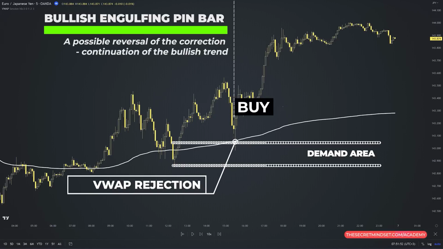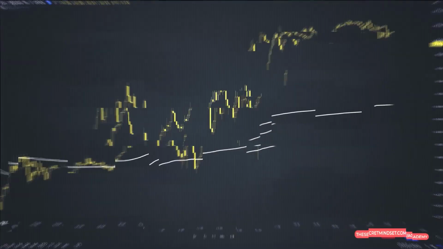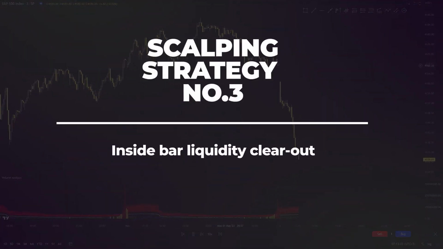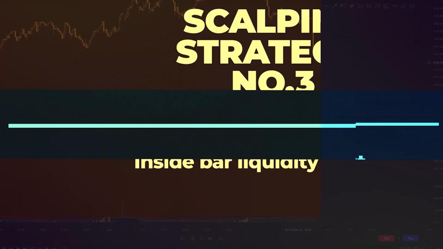Entry at the close of the trigger candle, with a stop loss below the low of the candle. Aim for a risk-to-reward ratio of minimum 2, and try to take partial profits at the next supply areas to minimize your risk. Another price action scalping setup involves the inside bar liquidity clearout.